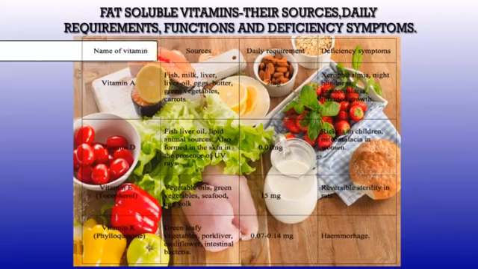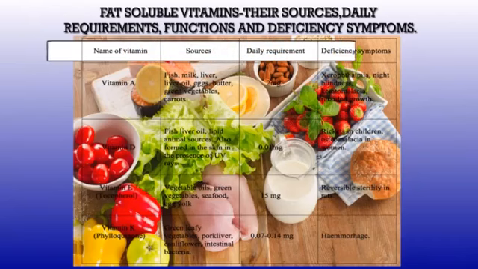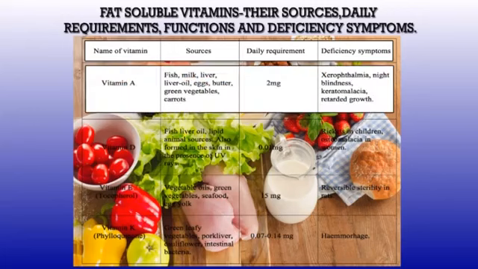This is a table showing fat-soluble vitamins, their sources, daily requirements and deficiency symptoms. Vitamin A, the important sources are fish, milk, liver oil, eggs, butter, green vegetables, carrots. Daily requirement is 2 mg. Its deficiency causes xerophthalmia, night blindness, keratomalacia, retarded growth.